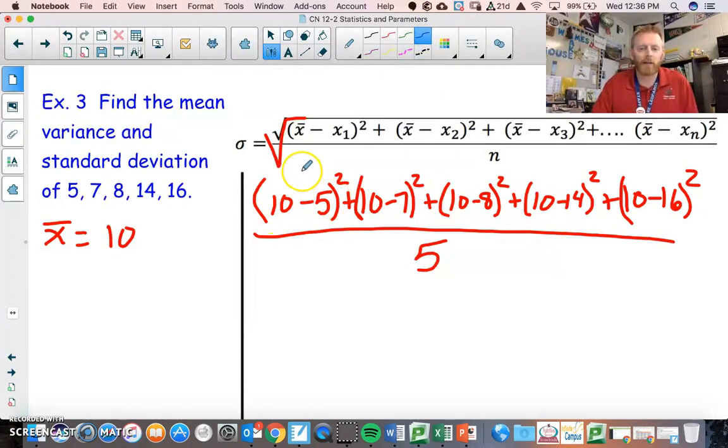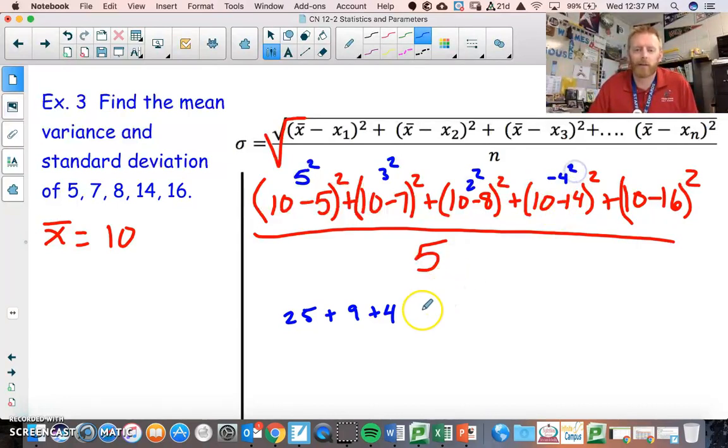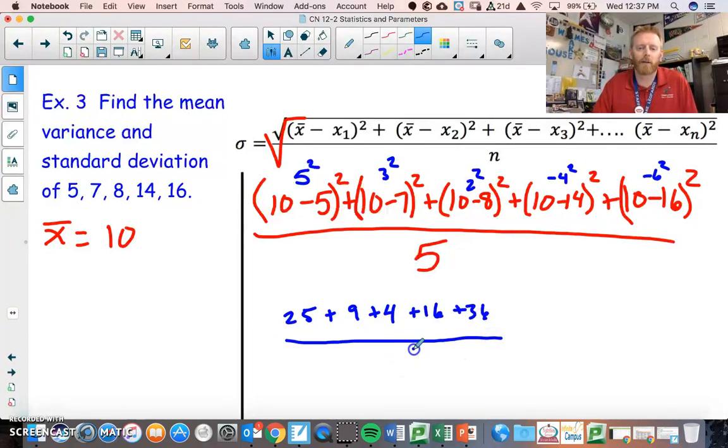So 10 minus 5 is 5. 5 squared is 25. So I have 25 plus. 10 minus 7 is 3. 3 squared is 9. 10 minus 8 is 2. 2 squared gets us a 4. 10 minus 14 is a negative 4. And negative 4 squared is going to be 16. And then 10 minus 16 is negative 6. Squared is a 36. So all this stuff being divided by 5.